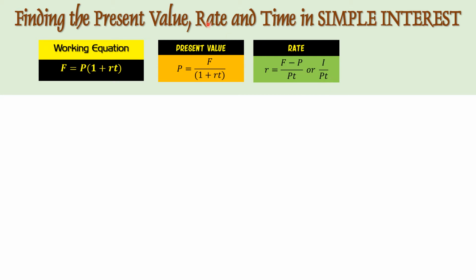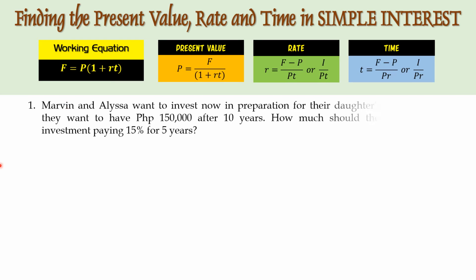And then lastly, the formula for solving for the time, that is denoted by small letter t, is equal to future value minus the principal amount or the present value, divided by principal or present value times rate. Or simply, interest divided by principal or present value times the rate. Now that we have the three formulas for solving the present value, rate, and time, we can now solve some word problems involving this. Okay, let's proceed with this problem.